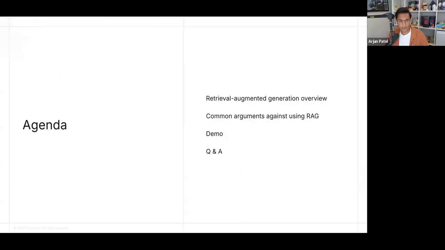A brief agenda. We're going to go over what retrieval augmented generation is. If you aren't familiar with RAG, don't worry, we got you covered in the first 5 minutes. We're going to talk about some of the most common arguments people have in 2025 against using RAG, and we're going to address each of them. After that, we're going to do a walkthrough of a demo showing how to implement RAG with Pinecone and one of the benefits that you can gain from doing so in 2025 with GPT-5. And then we'll have a Q&A session at the end.